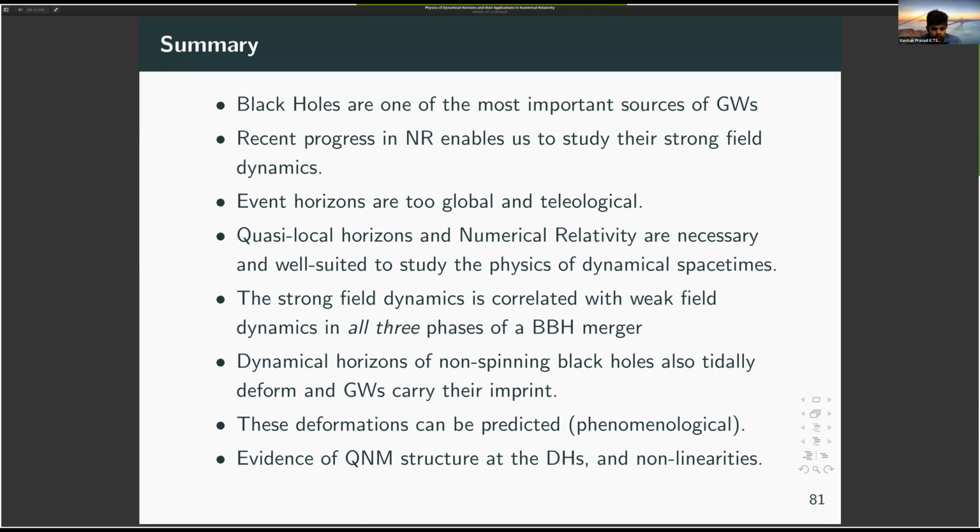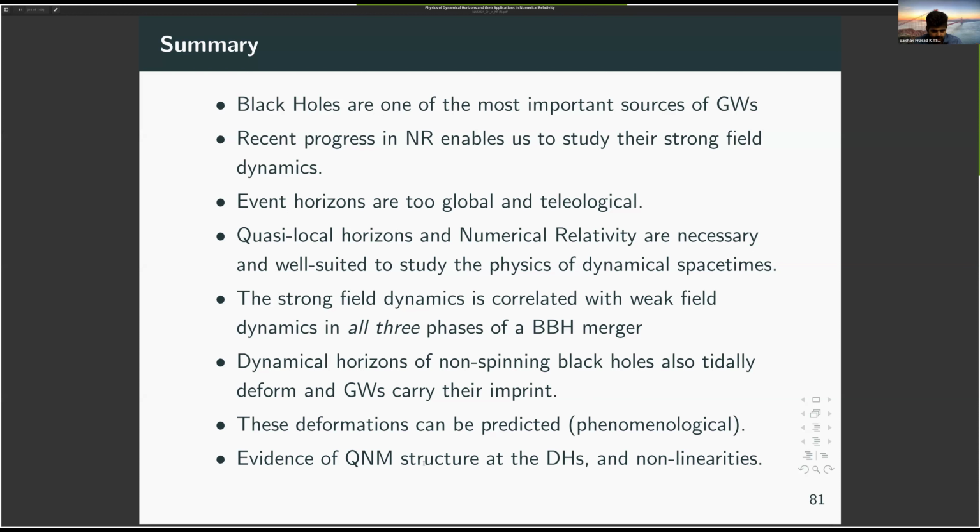Recent developments have shown that the strong field dynamics is strongly correlated with the weak field dynamics in all three phases of a binary black hole merger. So we could think of probing the strong field dynamics and possibly doing tests of GR. And importantly, non-spinning black holes also tidally deform, and gravitational waves from such systems can carry their imprint. These deformations can be predicted using phenomenological relations. So the multipole moments could be computed using the news because of the correlations, using certain phenomenological relations we have.